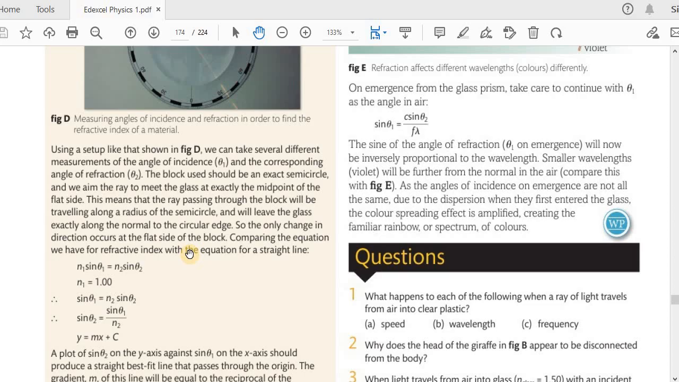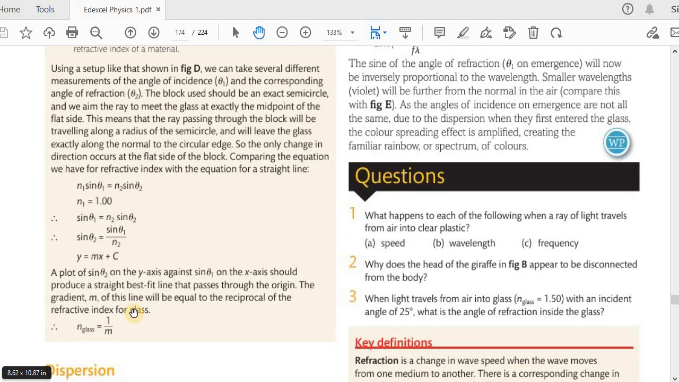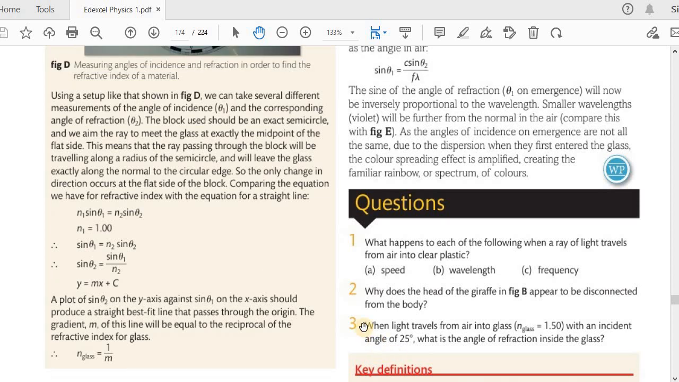Comparing the equation we have for refractive index with the equation for a straight line, I think this is clear now. N1 is 1, so 1 times that will be sine theta 1 equals this. Then sine theta 2 is sine theta 1 divided by N2. Now compare it with this, y equals mx plus c. A plot of sine theta 2 on the y-axis against sine theta 1 on the x-axis should produce a straight best fit line that passes through the origin. The gradient m of this line will be equal to the reciprocal of the refractive index for glass.